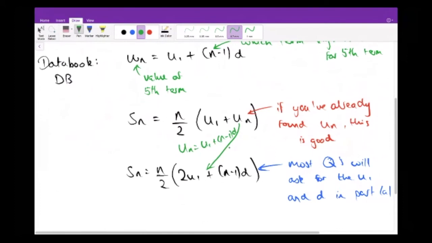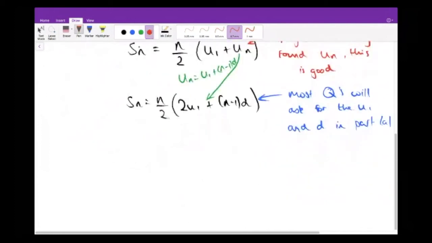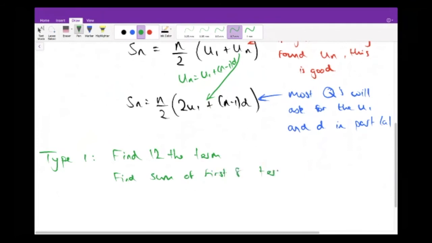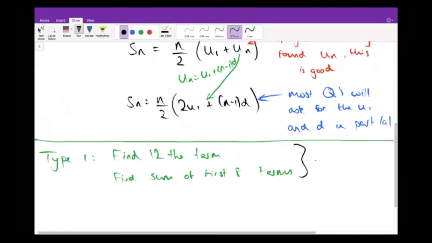So in terms of questions, I like to break it apart into two types. There's either type 1, where they just ask you to calculate things. So let's say type 1, it could be, say, find the 12th term, or it could be find the sum of the first 8 terms. Now, if we have these types of questions, then the best thing to do is to just plug it in the formula.